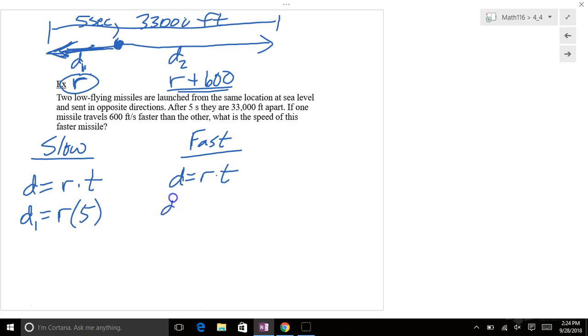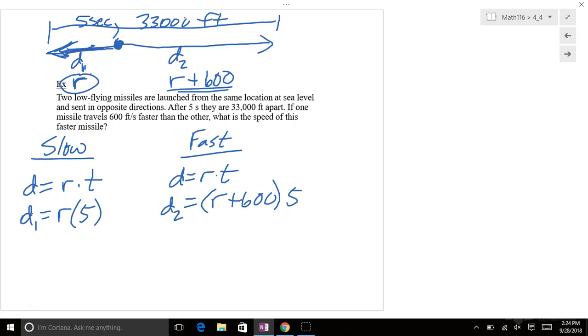This other one covered more ground. We called that distance 2 at a faster rate. Remember, this is that slow rate plus 600, R plus 600, and it did that in 5 seconds for T, in 5 seconds as well. Okay. Now notice we have D1 equals 5 times R, we got D2 equals R plus 600 times 5.